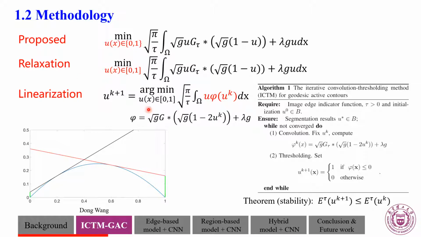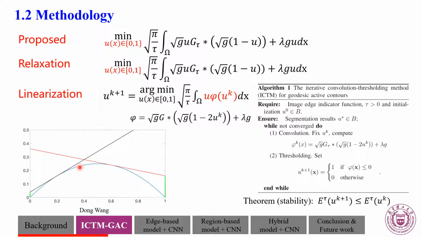Next, we derive an iterative method to solve the relaxed problem. It's easy to verify that this energy functional is a concave functional, using the fact that the graph of a concave functional is always below its linear approximation.